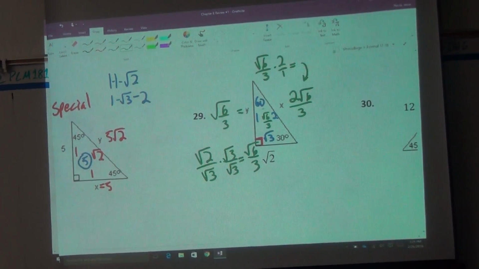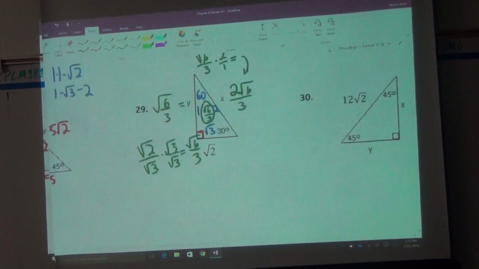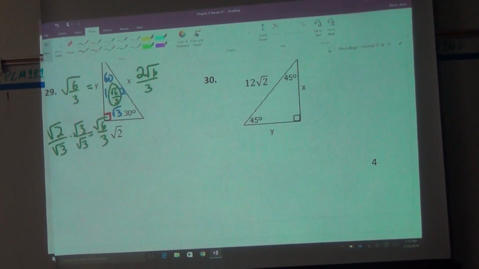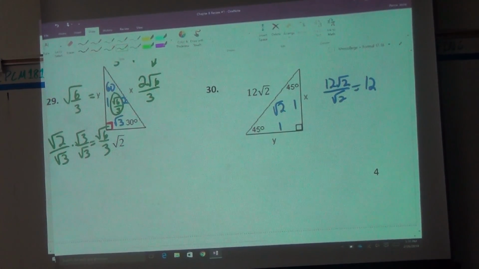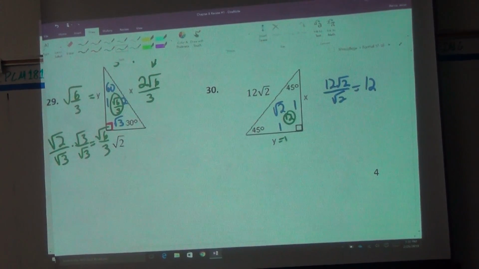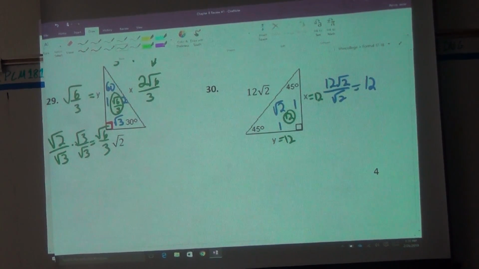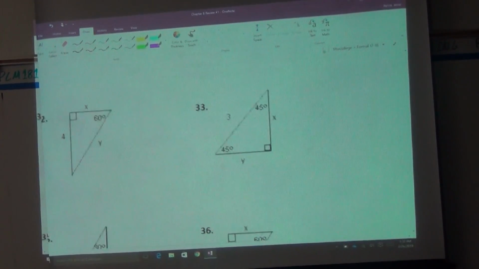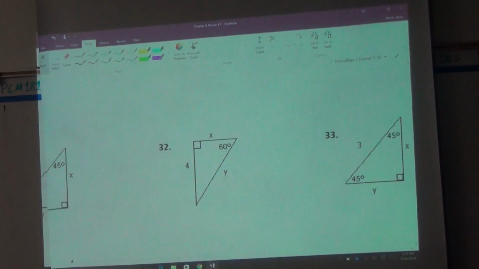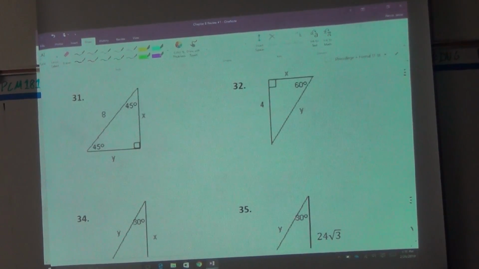All right, and number 30, please. 1, 1, root 2 or 1, square root of 3, 2? 1, 1, root 2. And 12 root 2 over root 2 would give us how much? 12. That means our scale factor is 12, and that means each of x and y equals 12. Remember, divide to get in, multiply to get out. Okay, let's go. Go ahead and kill it.